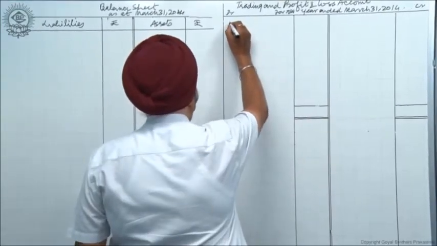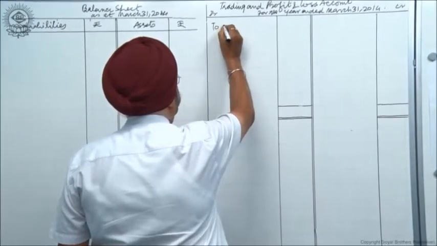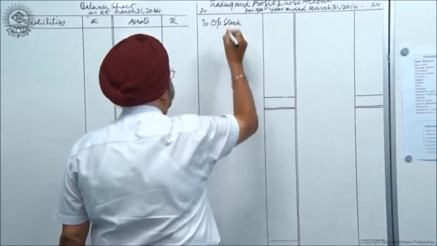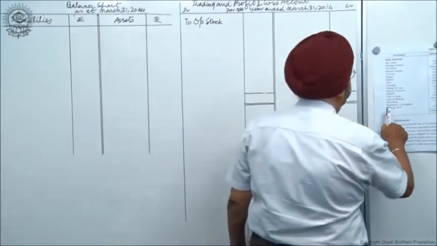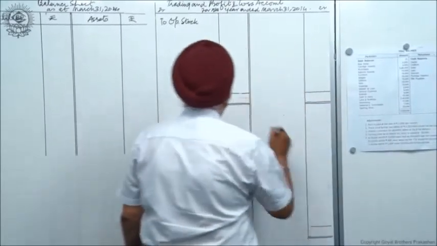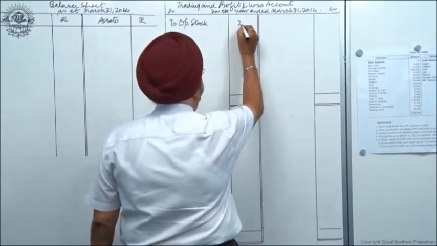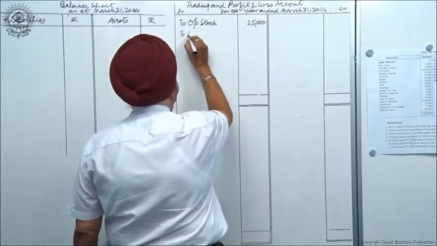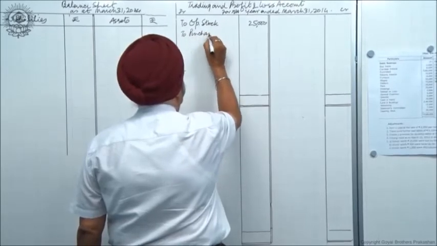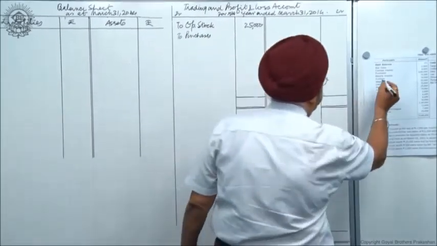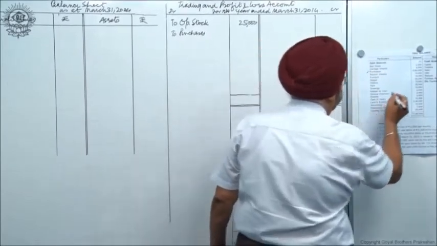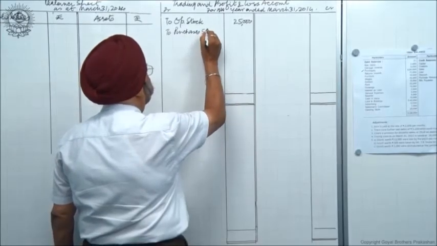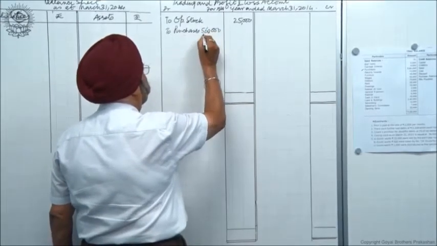So on this side, we first of all write from the debit side opening stock. How much is the opening stock? Opening stock is given here, 25,000. Then we write purchases. How much are the purchases? Purchases are 5,60,000.